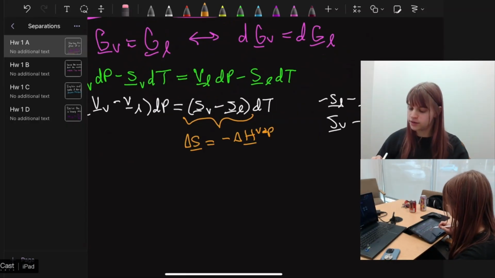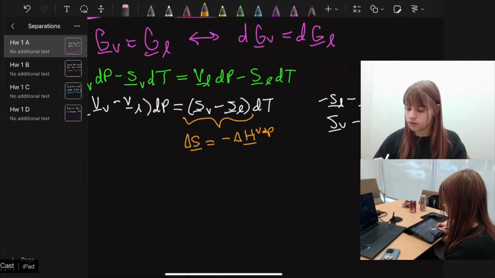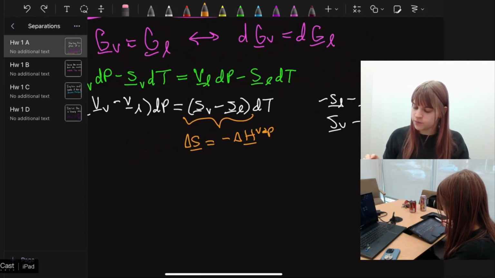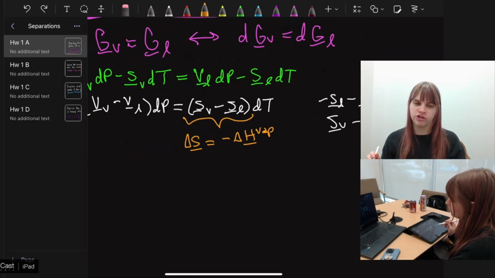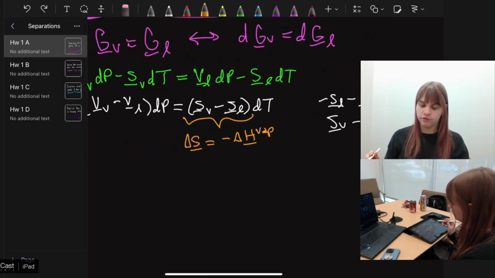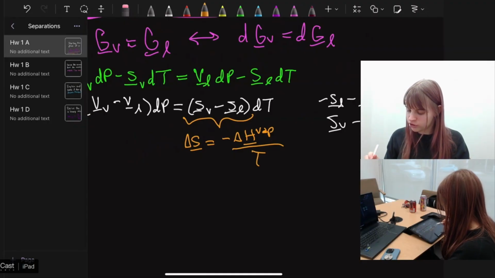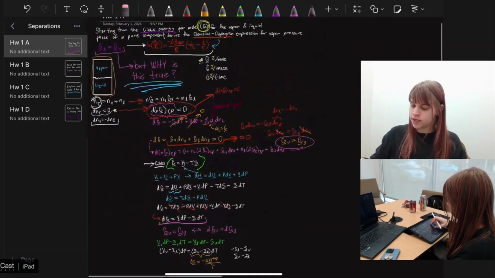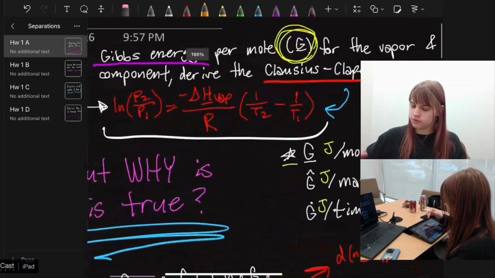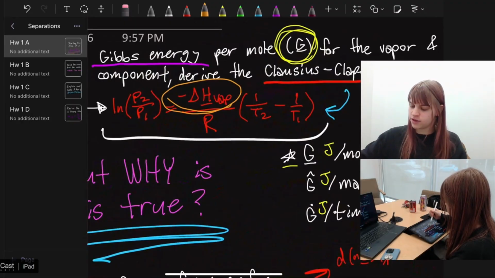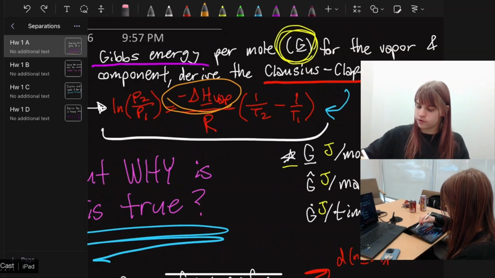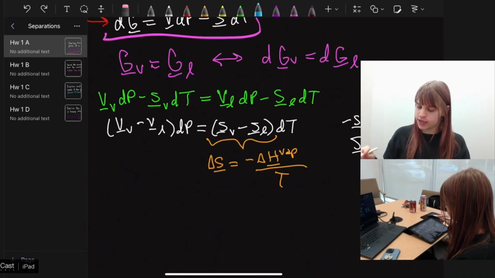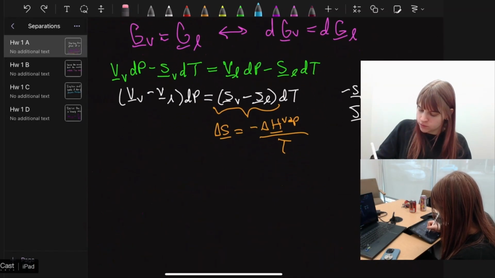We know that the change in entropy of the entire system should be equal to the negative change of enthalpy of vaporization divided by the temperature of the system. Looking at our Clausius-Clapeyron equation, we can already see we have the delta HVAP and those temperature terms. Now we can write this a little differently again.